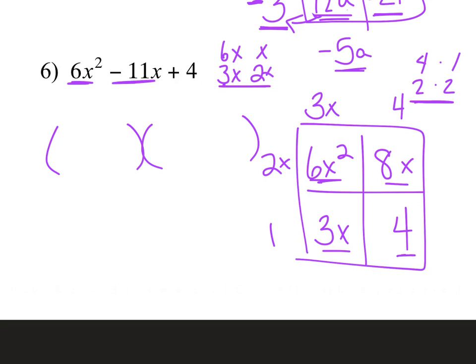Okay, so since those add up to 11, we need them to add up to negative 11. So that means they both need to be negative. So if they're both negative, we will still get a positive 4. So negative 8x and negative 3x give me a negative 11x. That's my check. Okay, there's my answer. So it's 2x minus 1 and 3x minus 4.